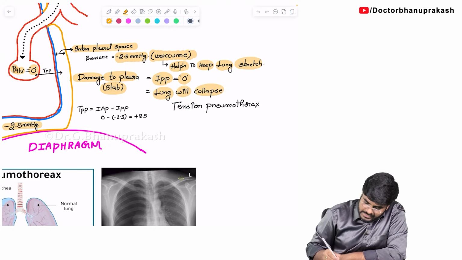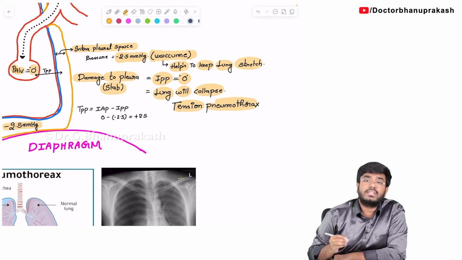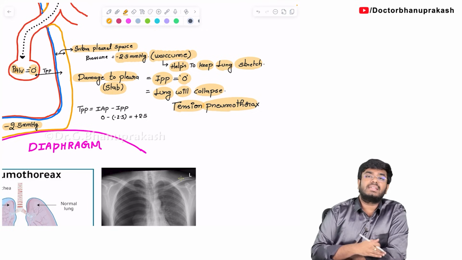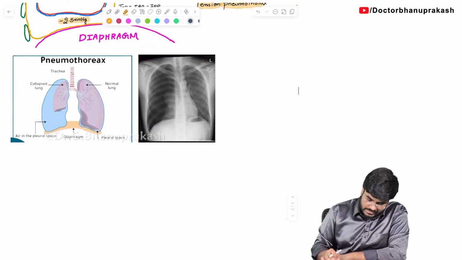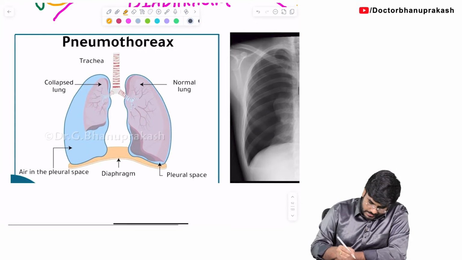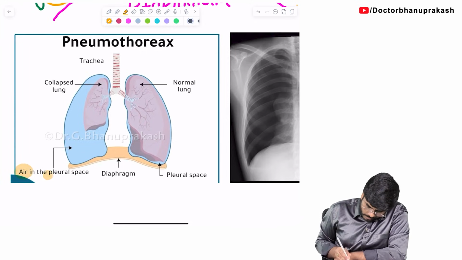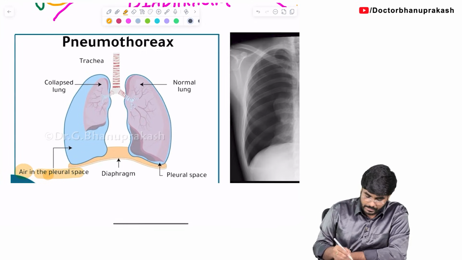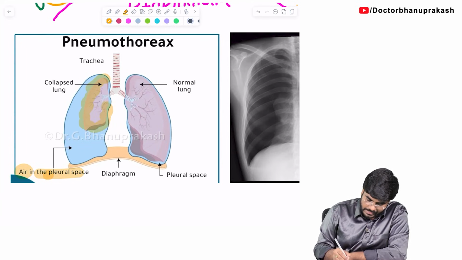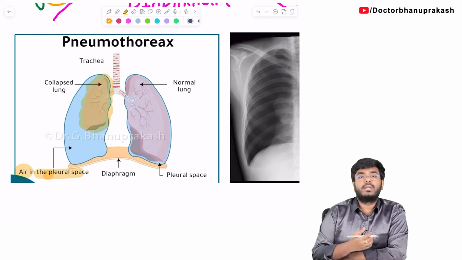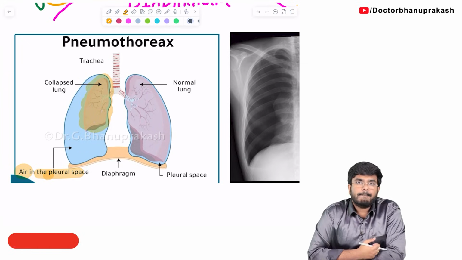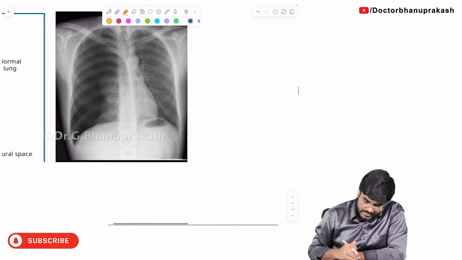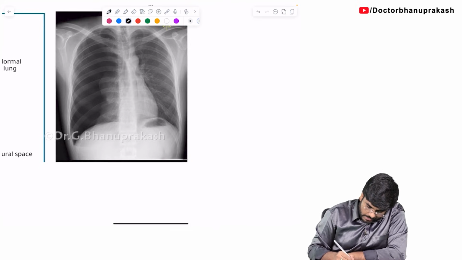This condition is called tension pneumothorax. Pneumo means air entering into the thoracic cavity, especially into the intrapleural space. This is what I am showing here: air entered into the pleural space, because of which the lung immediately collapsed, because the lung is made up of elastin fibers. Elastin fibers always want to recoil, collapsing the lung. Here in this X-ray also you can see this is all air, guys.